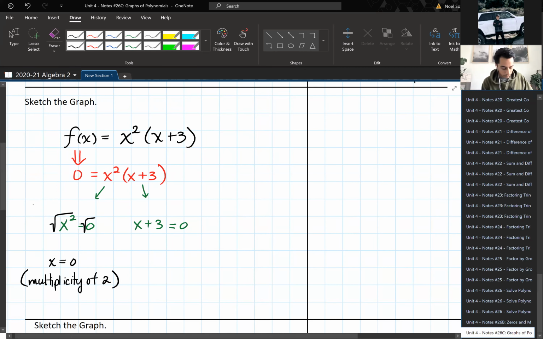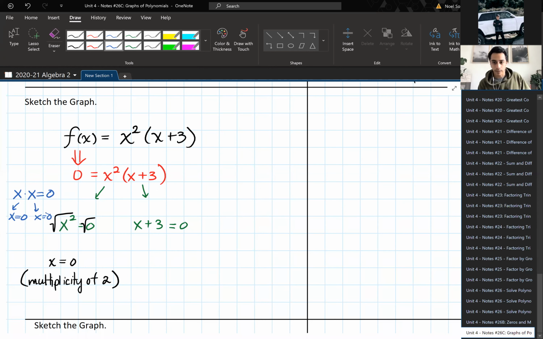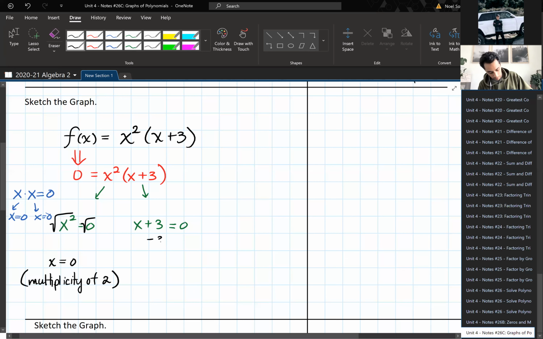That's right. Remember I said that x squared is also the same thing as x times x equal to 0. So you could technically say x equals 0, x equals 0. So that solution is actually there twice. So this is a multiplicity of 2. Okay. All right. And then the next one, we'll solve for x here, subtract 3 from both sides. So I have x equals negative 3.